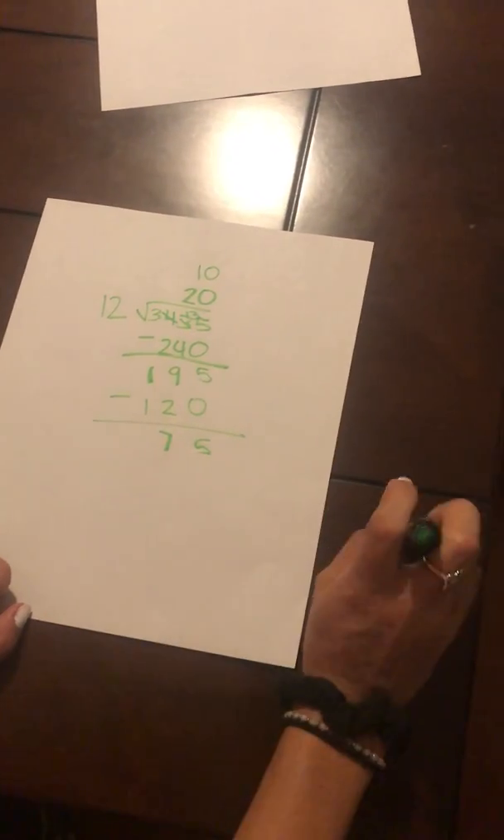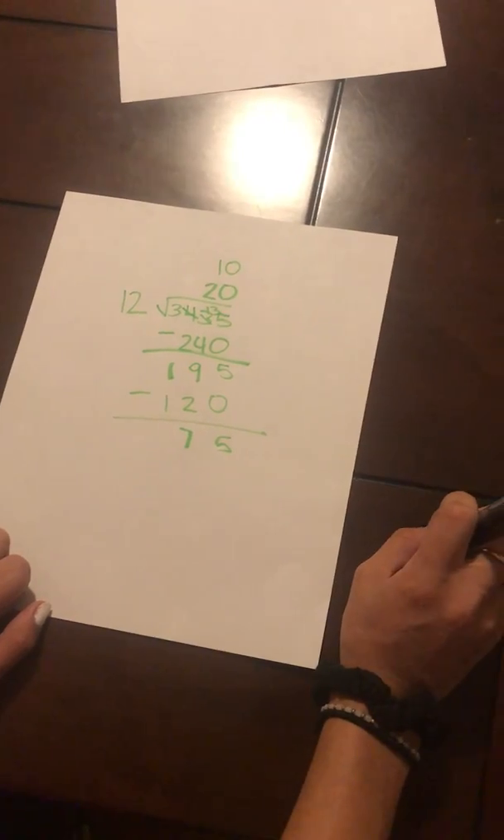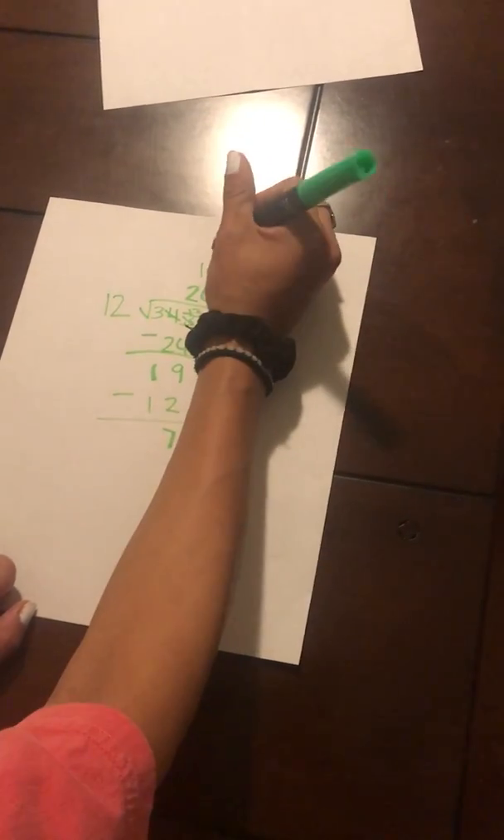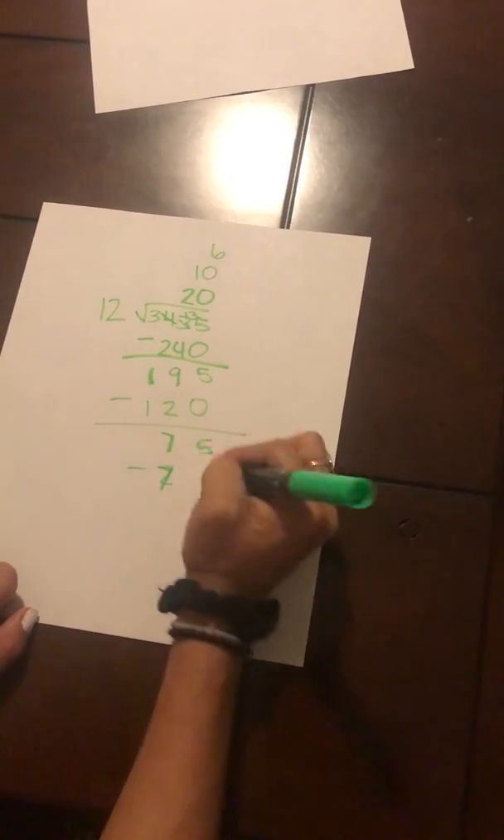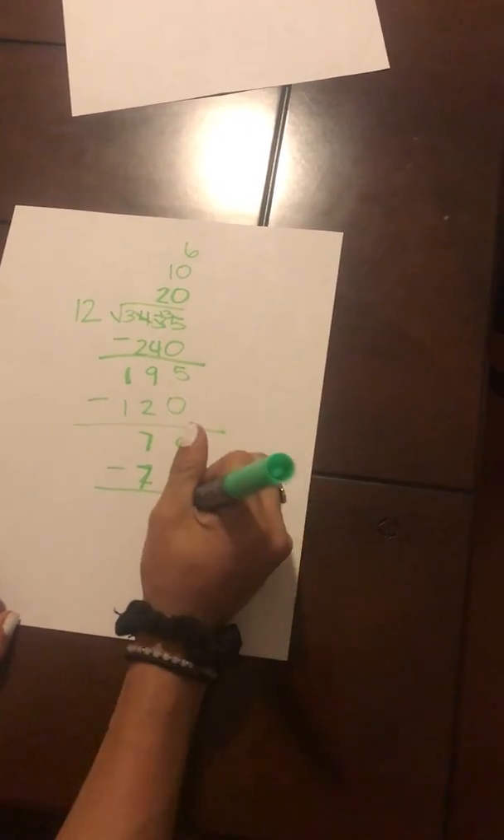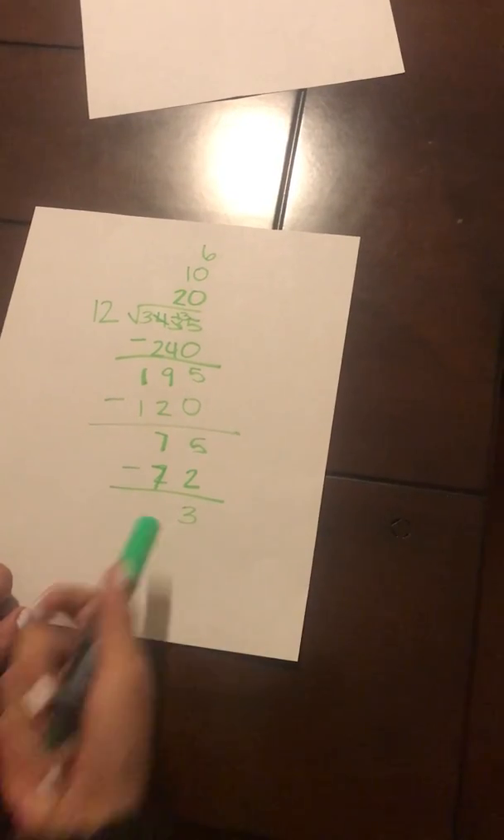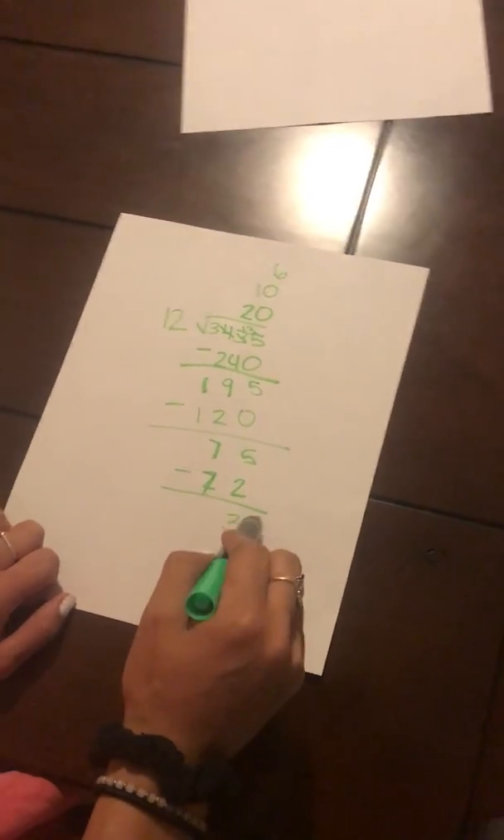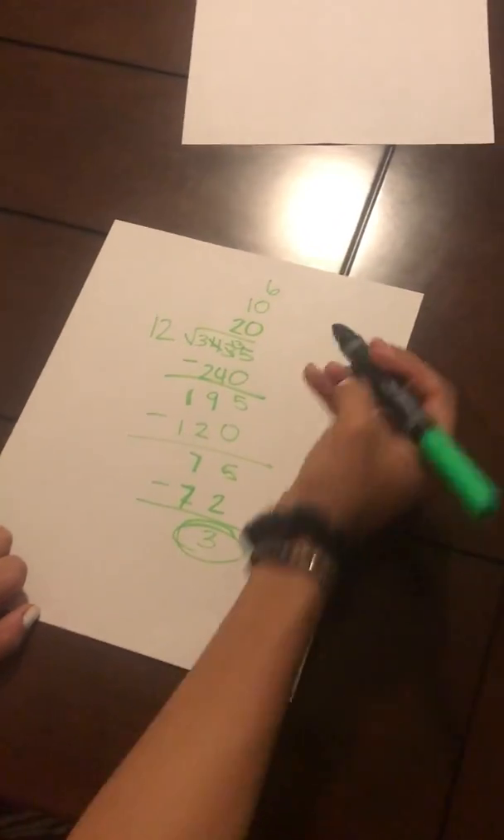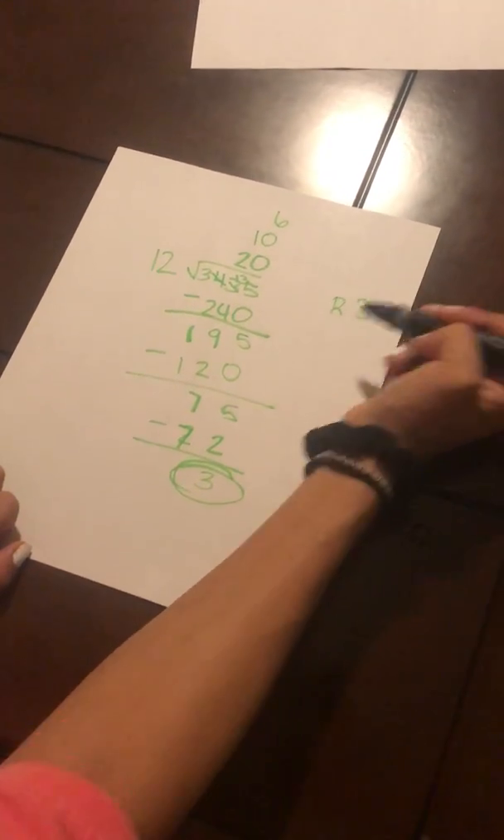And using our basic multiplication skills, we know that 12 times 6 is 72. So we're going to take our guess, put it on top. 75 minus 72. 5 minus 2 is 3. So now we're left with 3, and we know that 12 cannot go into 3. So that means this 3 is our remainder. So we're going to put an R3 to the side.